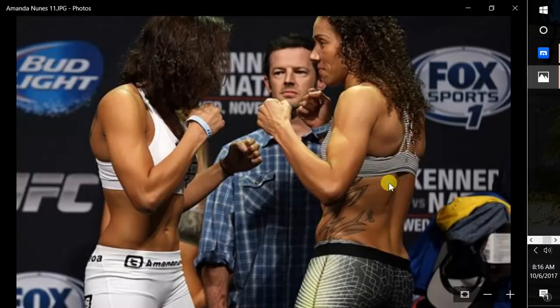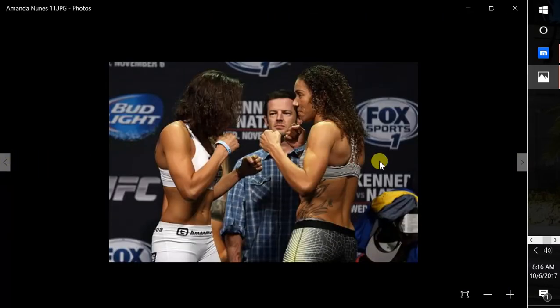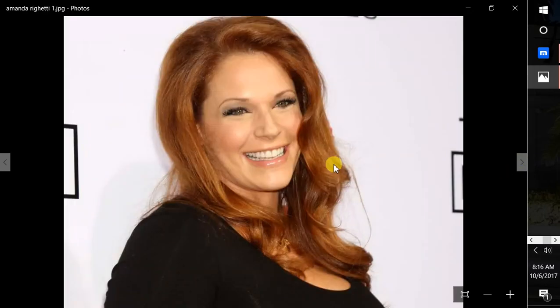All right, here is Amanda Nunes again. As you can see, arch in the back, clear as night and day. Arch in the back because she's female. All right, another picture. Oh, sorry, that was the end for Amanda Nunes, and I'm picking up somebody else. Here's Amanda Rigetti. I don't really know who Amanda Rigetti is. The only reason why I'm featuring her is because Mr.